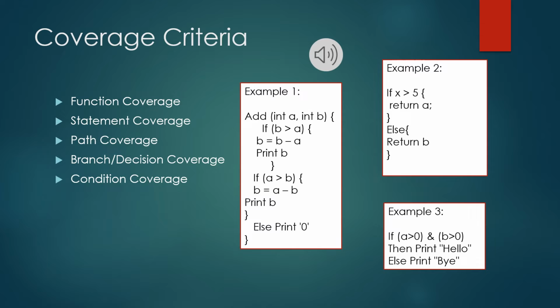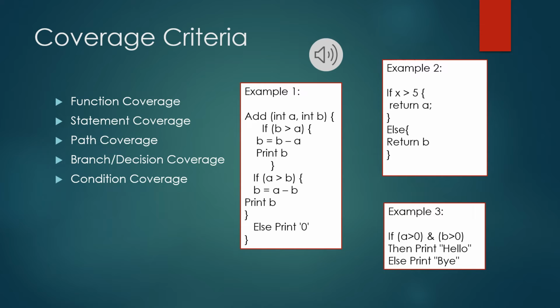So, for example, let's look at example 1 again. In this example, if the input values are taken as 2 and 3, the else portion of the code would not have been executed. However, if the input values are 3 and 2, then the if part of the code would not have been executed. So, for a test case to receive 100% coverage, the test unit must execute 3 sets of values: 2 and 3, 3 and 2, and 0 and 0.